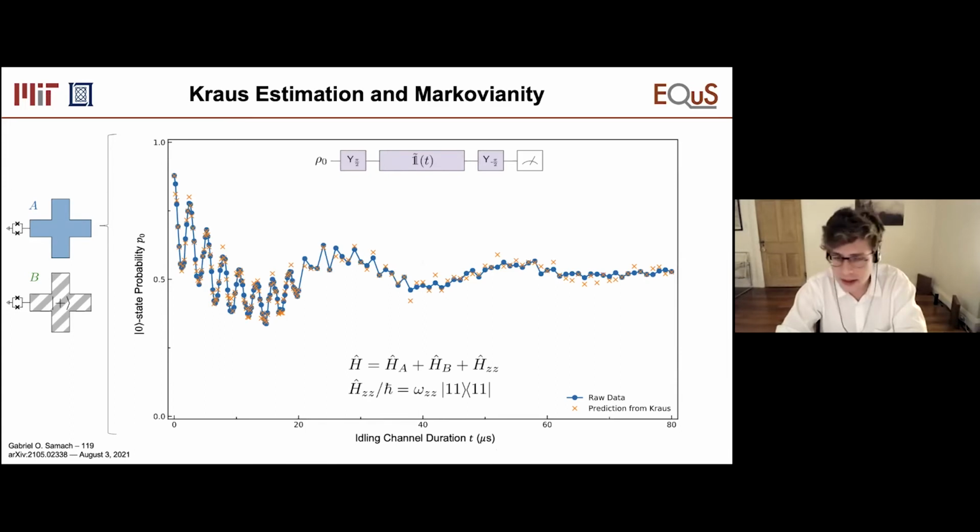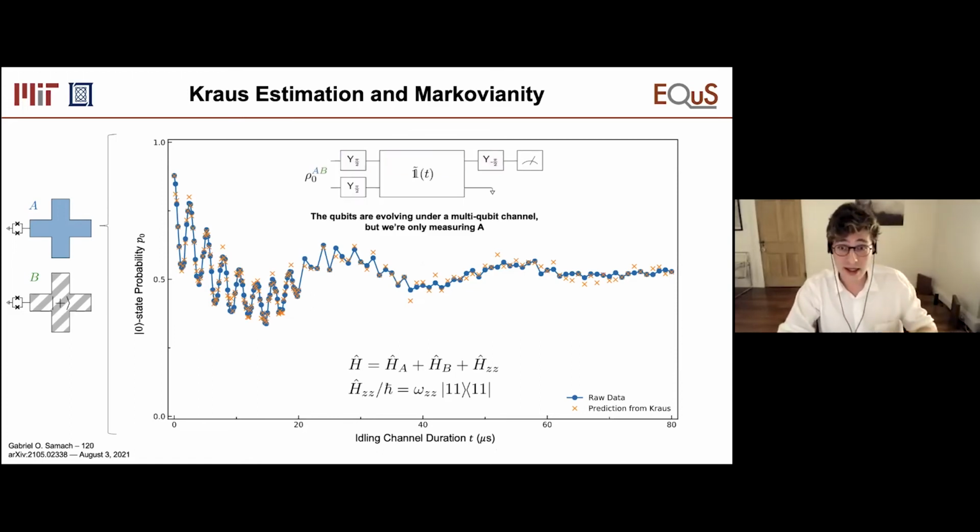Okay, so again, this shouldn't be too surprising to us, because while I've drawn this kind of simple single qubit circuit at the very top, where we put our qubit onto the equator, we wait some amount of time, and we take it back, in reality, we're just looking at a slice of a two-qubit process. So the qubits are evolving under a multi-qubit channel, and we're only measuring qubit A. So we're losing information about what's happening with qubit B.